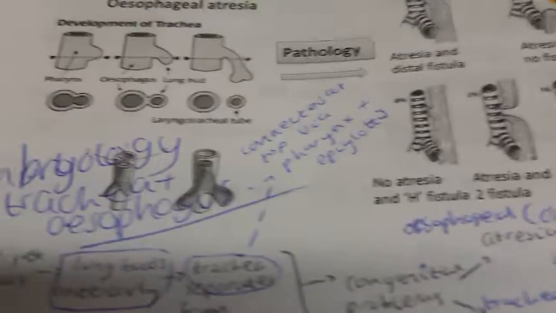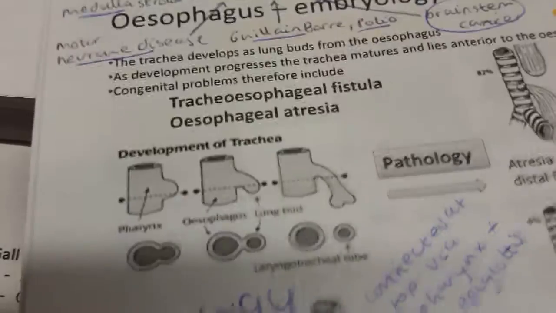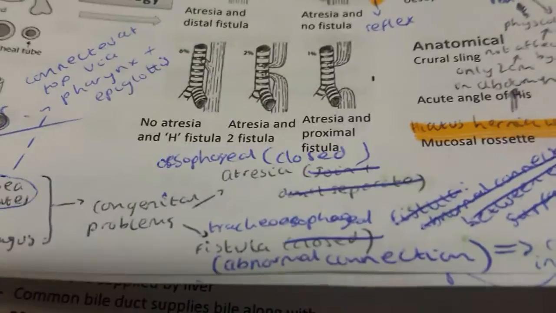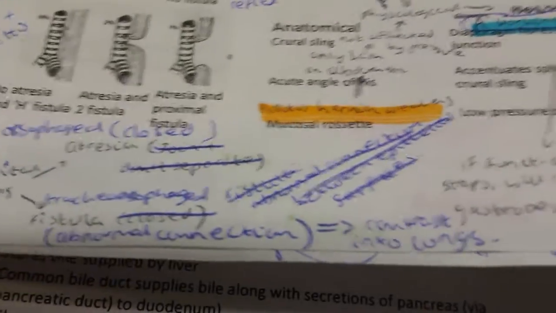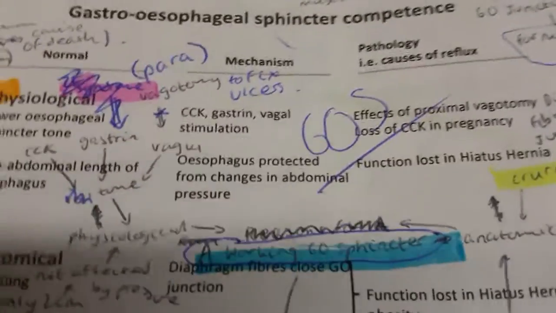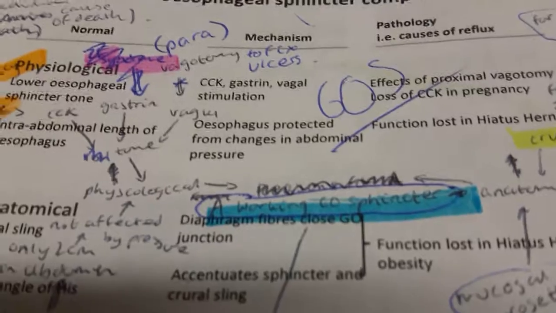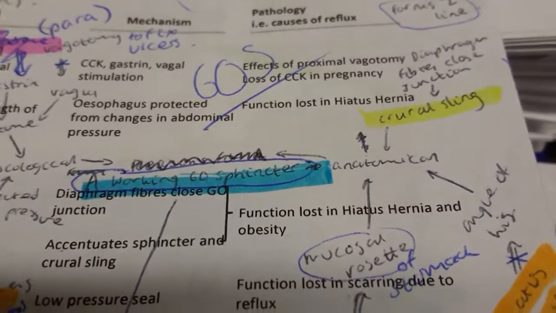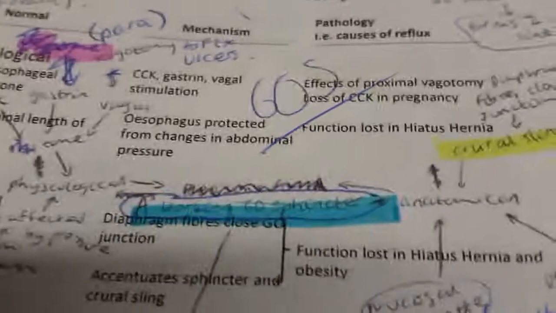Looked at what can go wrong in the esophagus. Basically, it's to do with the embryology. The lung buds out forwards, but you can get atresia, which is closure, and fistula, which is an abnormal connection. Looked at the gastroesophageal sphincter itself, which normally prevents reflux. It works due to various anatomical and physiological reasons.